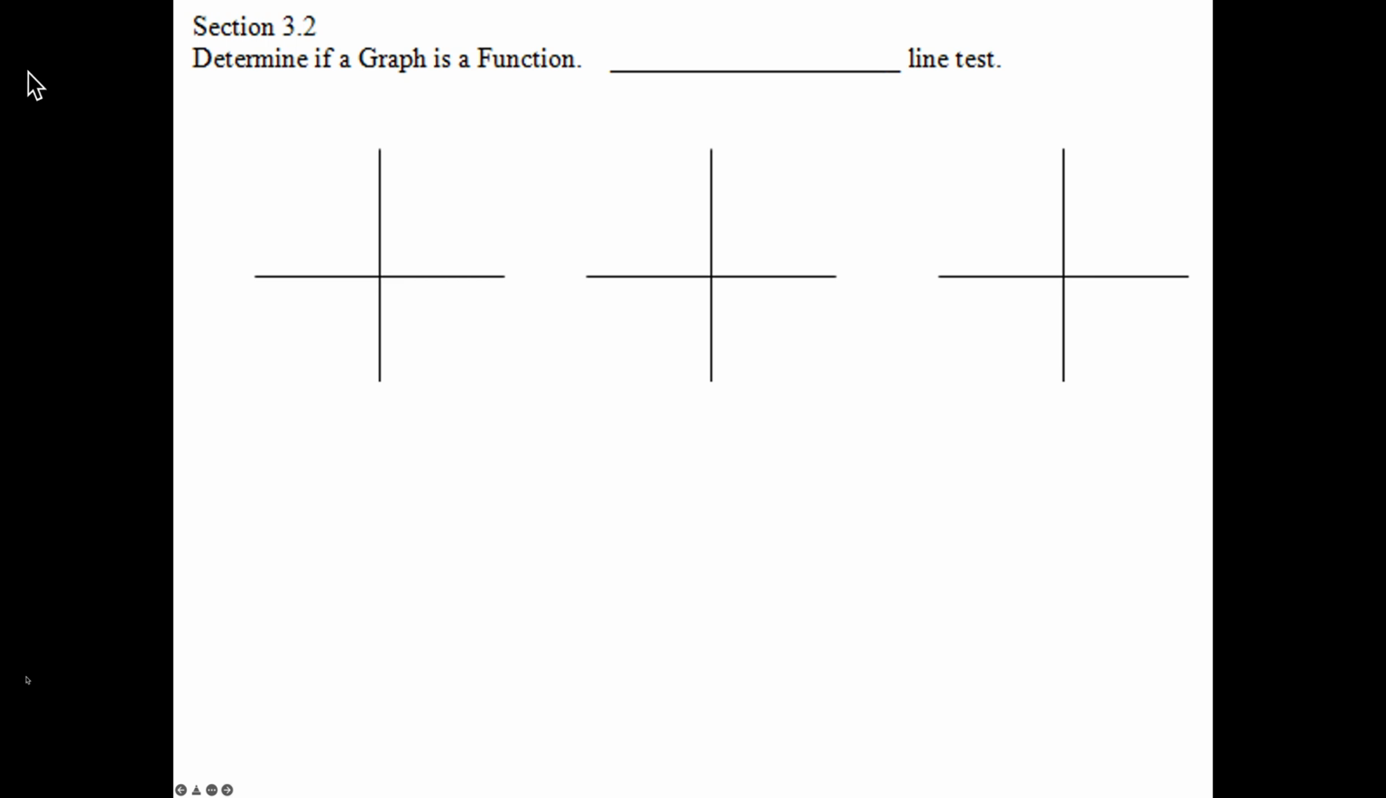Okay, welcome to section 3.2 where we're going to identify graphs as a function. So if we want to determine if a graph is a function, we have to use the vertical line test. So think of taking your pencil, just like the y-axis here, and slide it left and right, keep it as a vertical line, and if it only touches the graph in one spot, it's a function. If it connects in two or more, it's not a function.